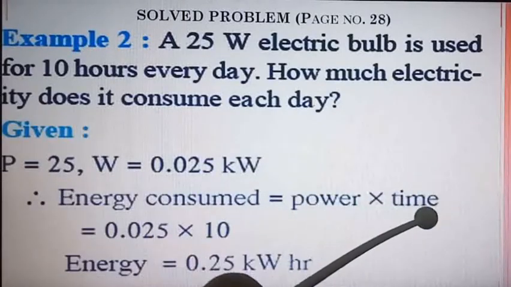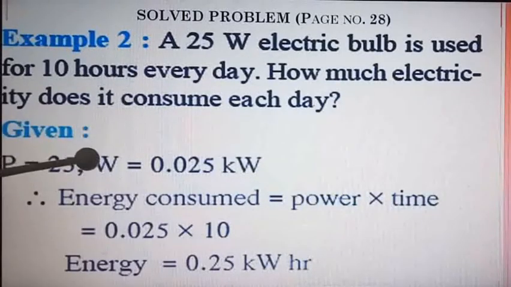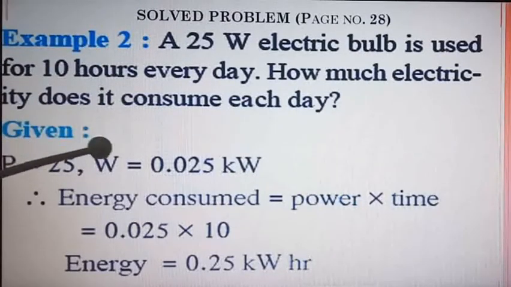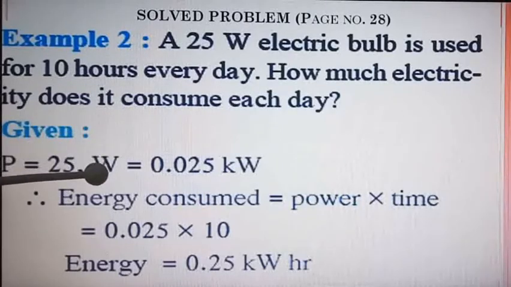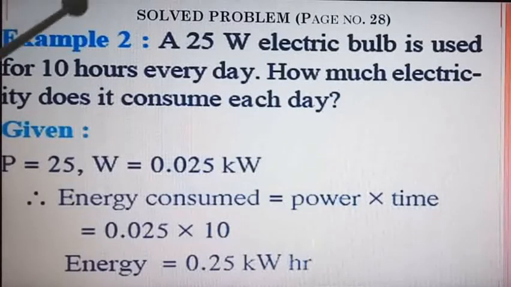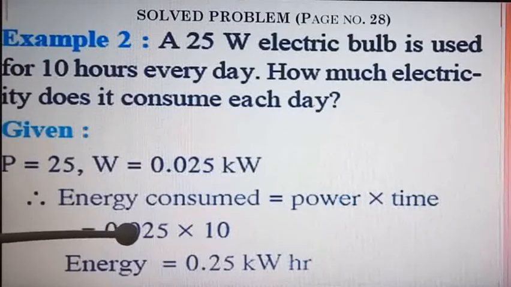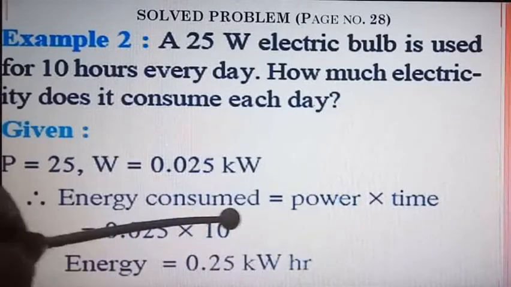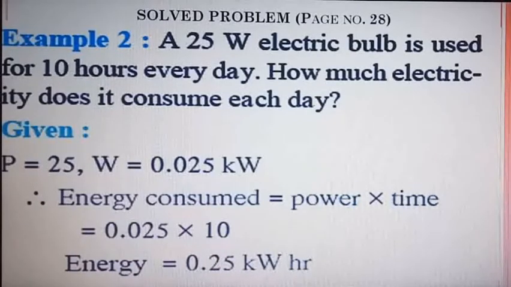So the electrical energy consumed is power multiplied by time. How much power they have given? 25 watt. 1 kilowatt is 1000 watt. So this watt you have to convert into kilowatt. So divide by 1000. You will get 0.025 kilowatts. Time is given in hours and we want the electricity consumption, so it is in kilowatt hours. Multiply by 10: 0.025 multiplied by 10. So answer is 0.25 kilowatt hour, or 1 kilowatt hour is equal to 1 unit. So you can write it anyway.